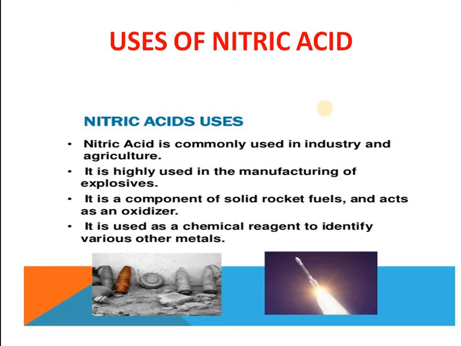Now, the uses. You know that nitric acid is used in industry as well as agriculture. It is highly used in the manufacturing of explosives, as a component of solid rocket fuels, and it acts as an oxidizer. It is used as a chemical reagent to identify various metals in the lab.